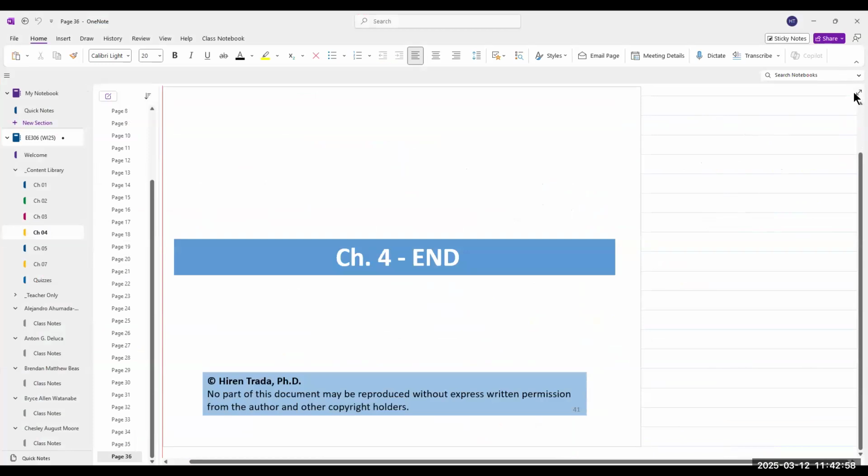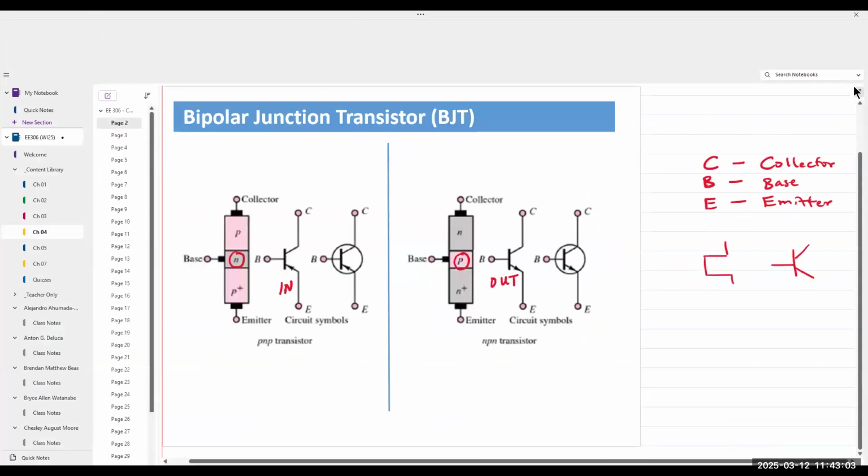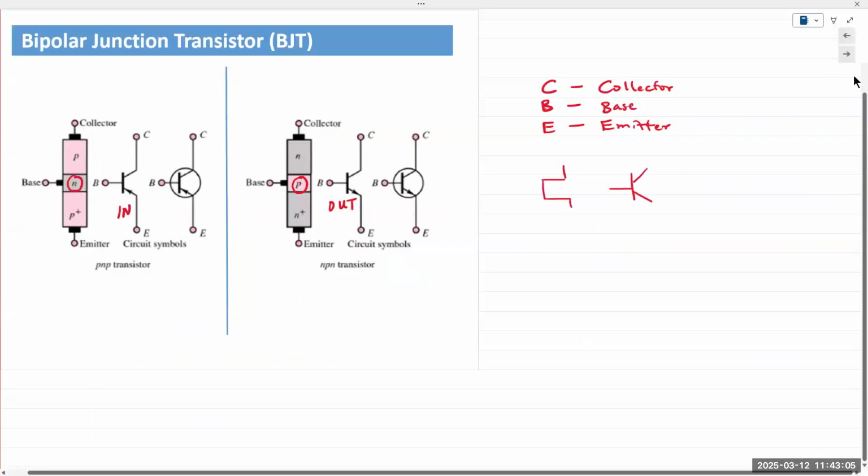Then we had BJTs. In BJTs, again, we had concepts. No, I mean, the problem will state whether you use ideal diode or constant voltage drop. It'll be given in the problem. If it's not given, you can assume or choose whatever you wish.